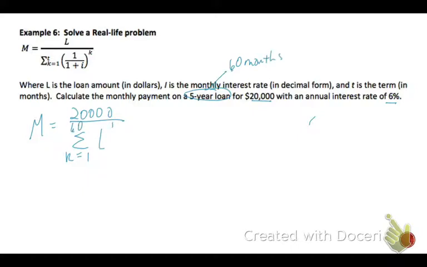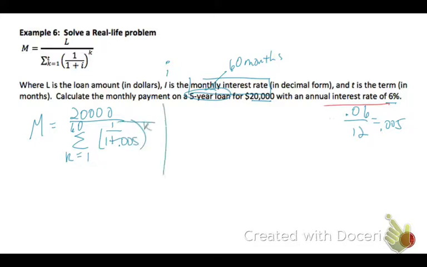Now, what's going to happen here is that our formula is 1 over 1 plus i. Now notice that i, and it's capital, but it should be a lowercase here, is the monthly interest rate. So we have been given the annual interest rate of 6%. So we're going to divide that by 12 to find the monthly interest rate. So that would be 0.005 or 5 thousandths. So we're going to add that, and now we're raising that to the k power.